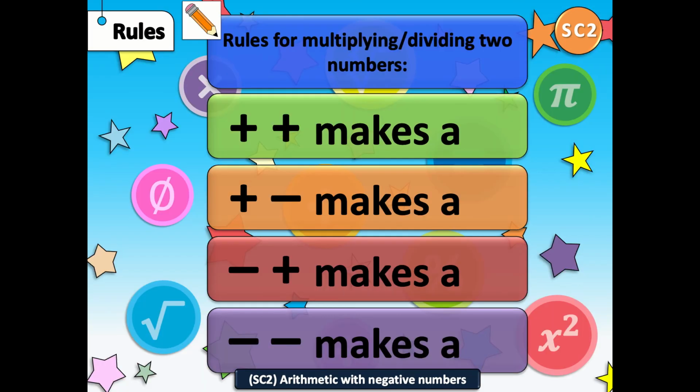So now we're going to have a look at multiplying and dividing negative numbers. So when you multiply or divide two positive numbers, the answer will be positive. When you multiply or divide a positive number and a negative number, the answer will be negative. When you multiply or divide a negative number and a positive number, the answer will be negative. And when you multiply and divide a negative number and a negative number, the answer will be positive.